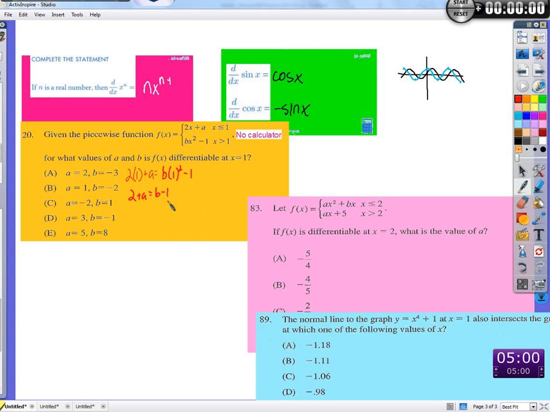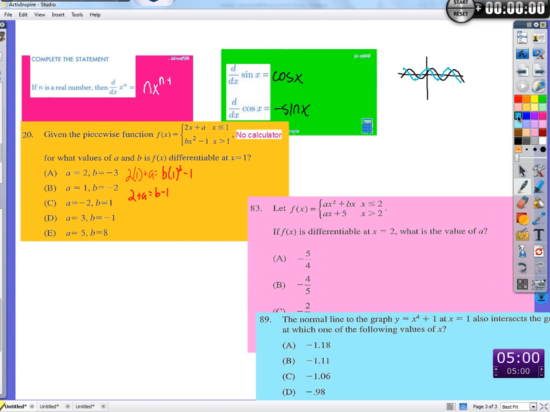But that's not enough information. That's telling us, hey, this could happen, but there's other variables at play. So not only do they have to meet up, but what else do they have? The same slope. If they don't meet up and have the same slope, then we're going to have a cusp, right? We're going to have this pointy thing that doesn't have a tangent line.